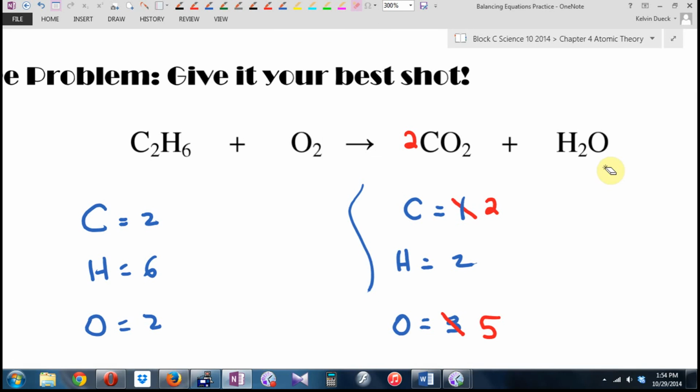Let's try the hydrogens, because we do have the C's balanced. H's. How many H's on the left? 6. How many H's on the right? How can I change a 2 into a 6? So let's try putting a 3 here. That's going to give me 6. Ooh, that changed something else now as well. So you ready? Watch, watch, watch. I have 4 O's here. See it? How many O's do I have here? 3. Okay. How many O's do I have grand total now?